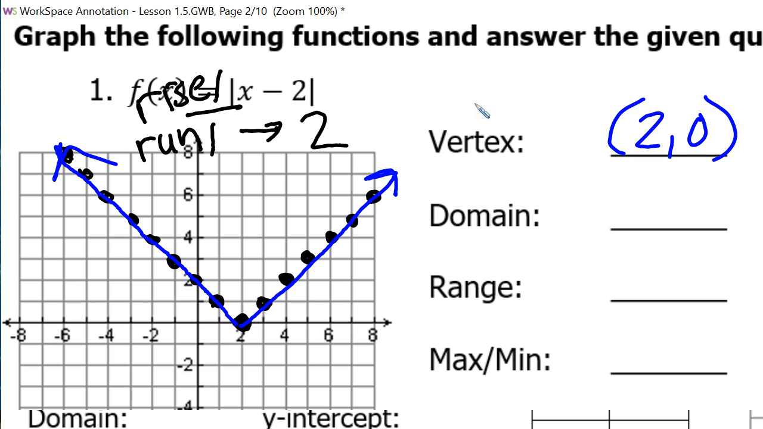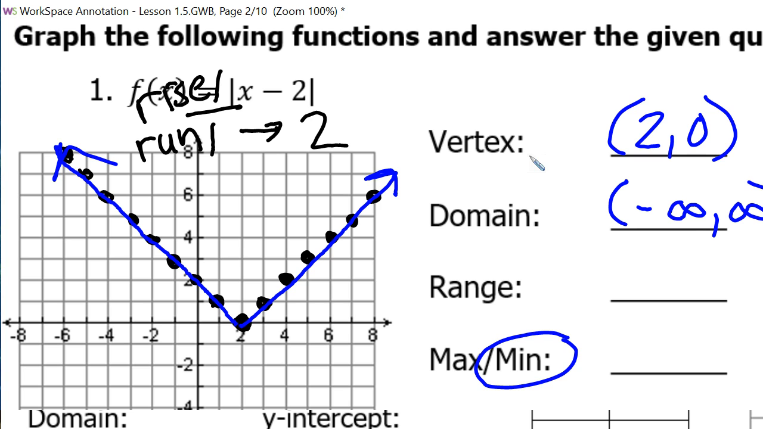Let's skip down here to the fourth question, maximum or minimum. So look at the vertex. Is it the highest point or is it the lowest point? So if it's the lowest point, it's the minimum. Just circle it, you don't have to write it. Back to domain. We know the domain for every single absolute value is always what? Negative infinity to positive infinity.